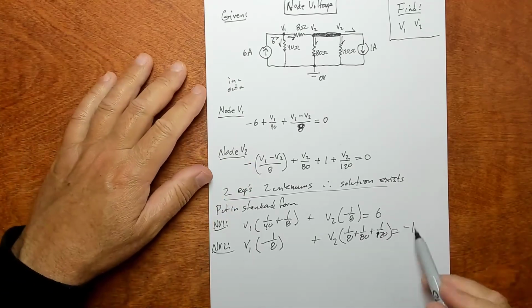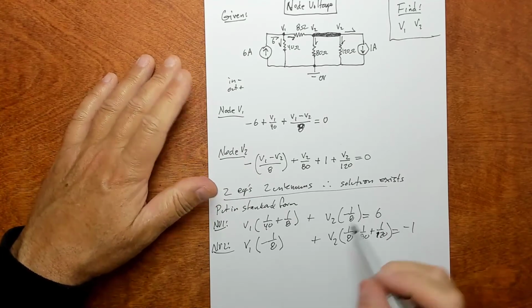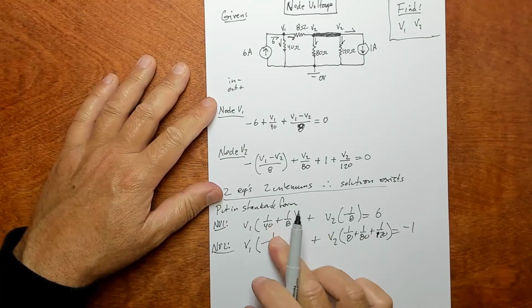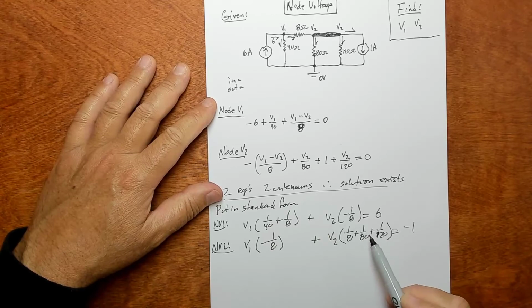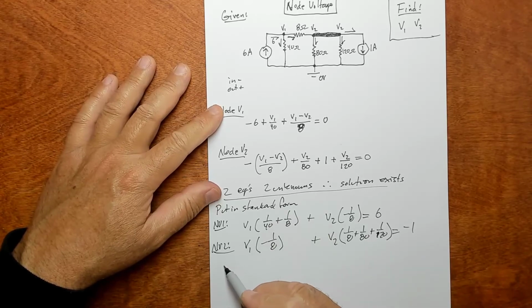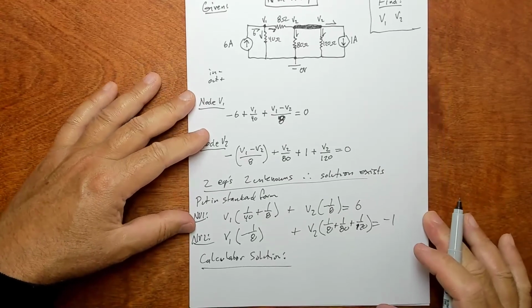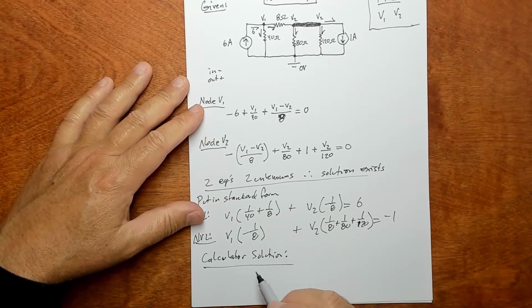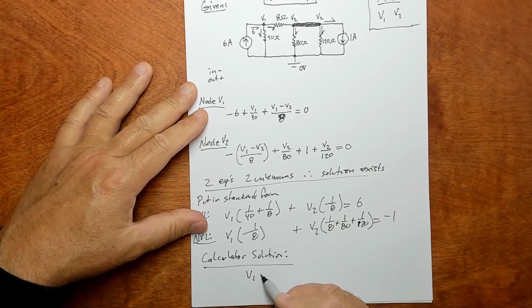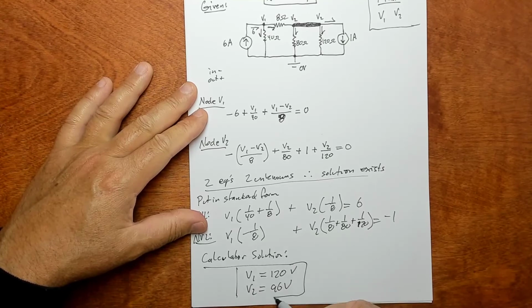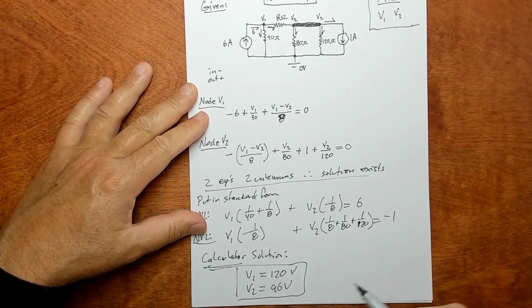Okay, you might be able to enter this into your calculator, or you could go one more step and combine the constants, right? And so at this point, it's a calculator solution. You write that on your homework, so I know you just pulled out the machines. So V1 is 120 volts and V2 is 96 volts. That's the answer that your calculator is going to give you.